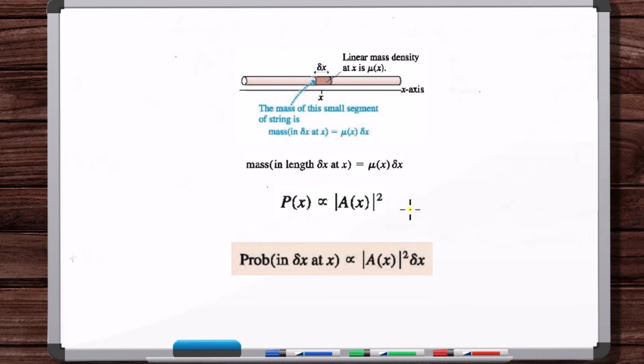You can't say equal to because we're just dealing with proportionality. There's a constant that's always around. But the probability density is proportional to the amplitude squared. So coming back to this rod, the idea is if you have the probability density at any point x, then just multiply that by dx and you get the probability at that point.